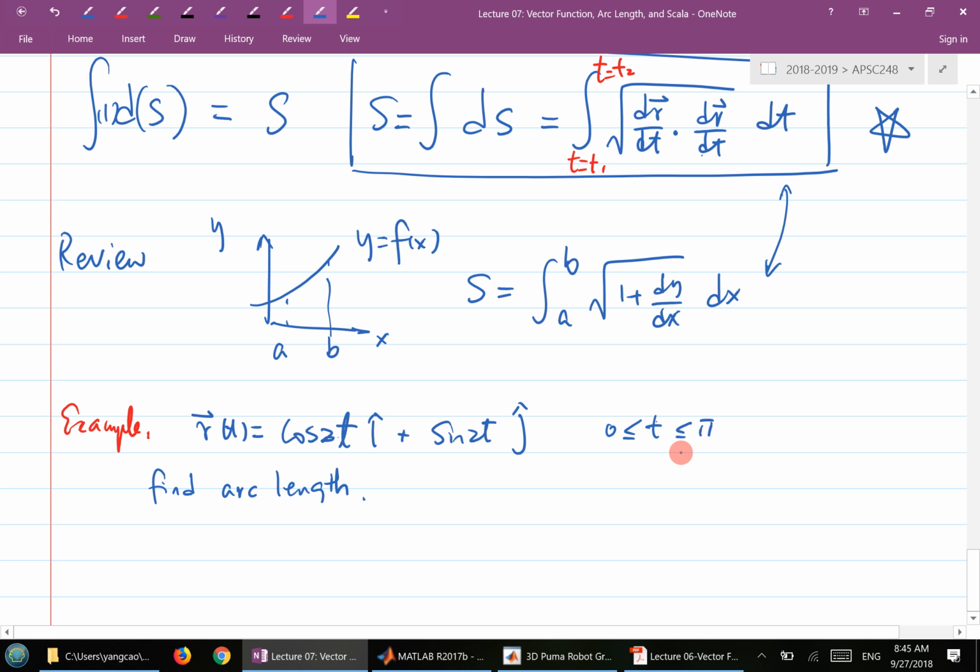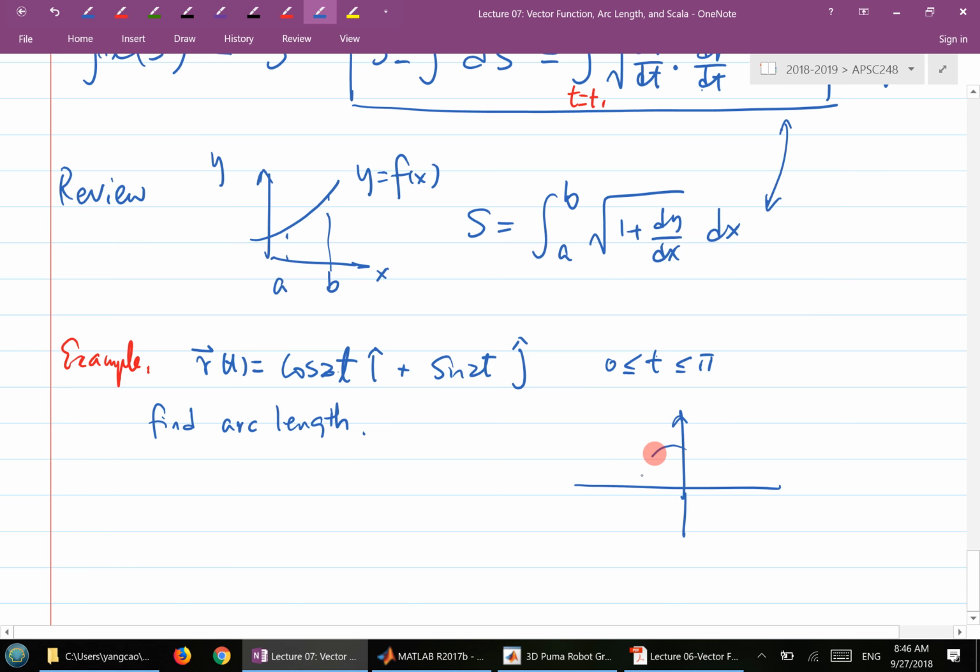Can you tell me what kind of curve this r of t represents? A circle, right? It's a circle. How much of a circle? Is it 1 turn, 2 turns, or half a turn, based on the given t's range? 1 turn, right? 0 to pi: if you plug in 0 here, you start at 0, plug in pi here, and you get 2 pi. So it's just 1 turn.